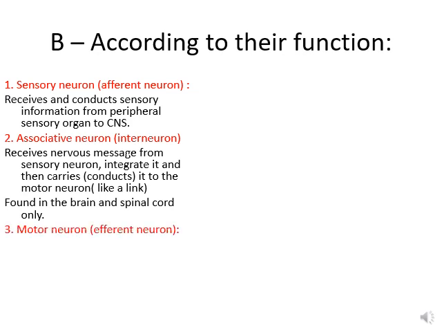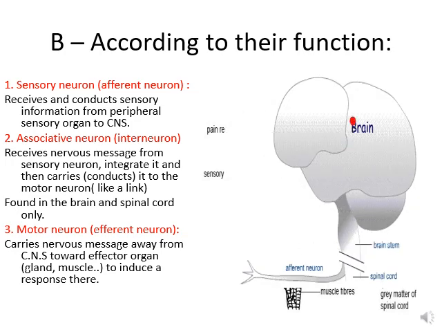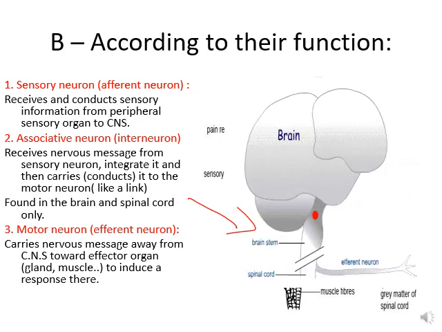The third type of neuron according to their function is the motor neuron. It's called the efferent. It carries the message away from the central nervous system toward the effector organ, whether a muscle or a gland, and this will induce a response. So here, as you see, the afferent neuron carries the message from the sensory organ toward the central nervous system, the brain and the spinal cord, and the efferent carries it from the central nervous system toward the effector organ, whether a muscle or a gland. This is called the efferent or motor neuron.